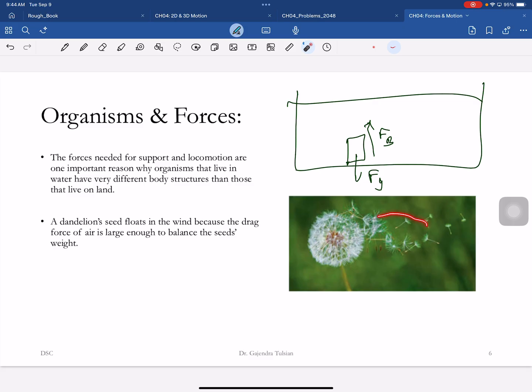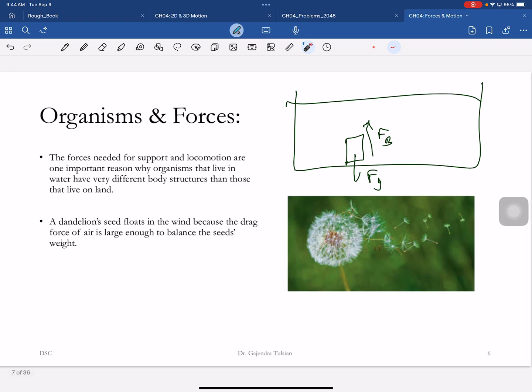Okay, so this is a dandelion, and there are the dandelion seeds that are floating. Okay, a dandelion seed floats in the wind because the drag force is large enough to balance the seed's weight.